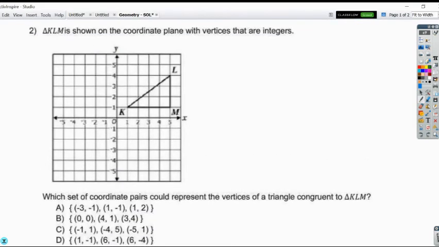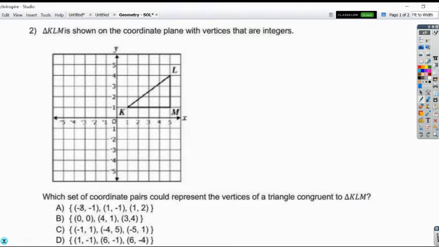Down below here on number 2, this triangle KLM is shown on the coordinate plane. Which set of coordinate pairs then represents vertices of a triangle that are congruent to this given one? So we're going to have to try them out.